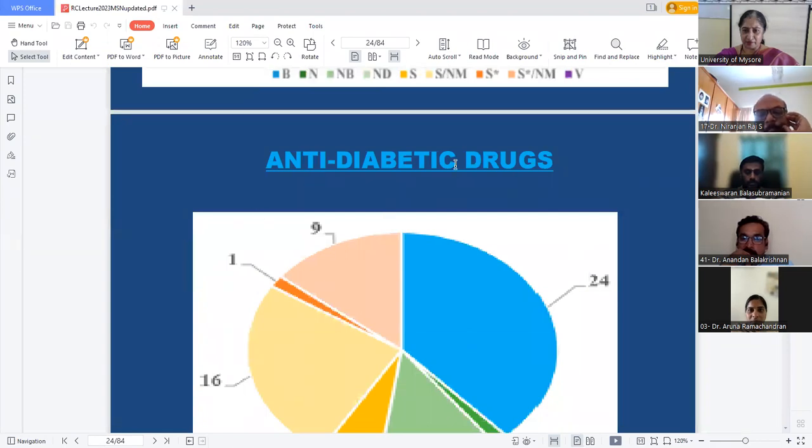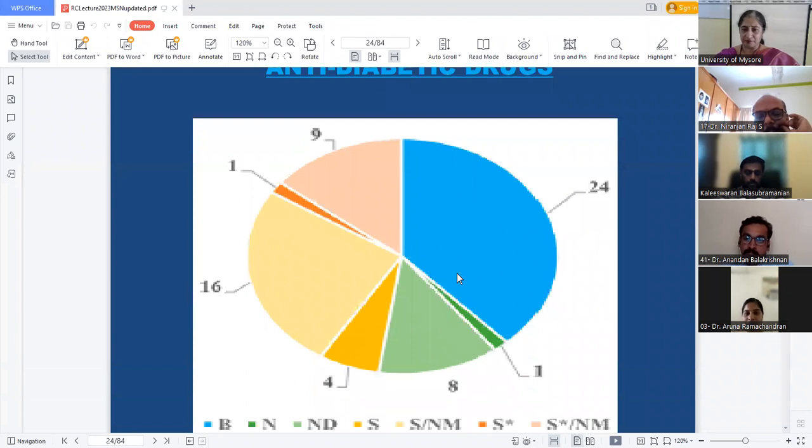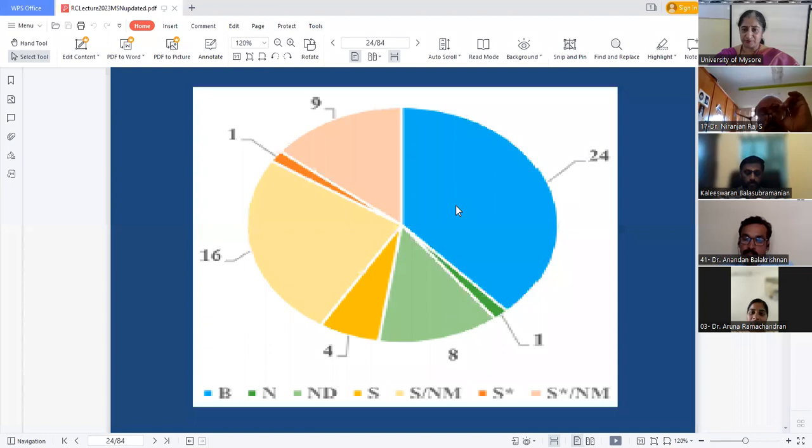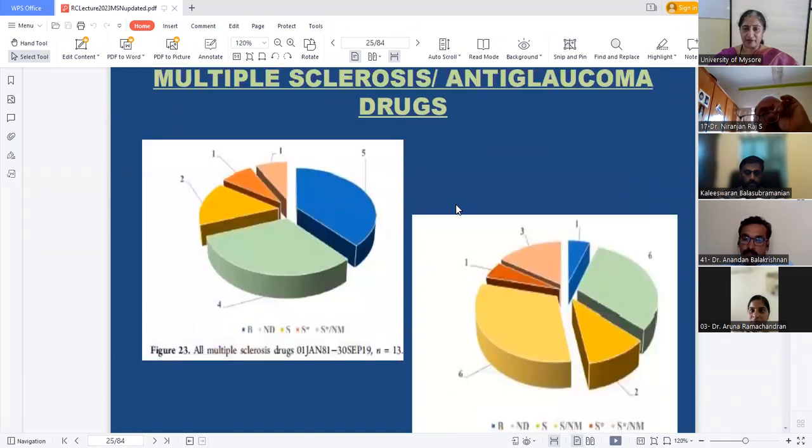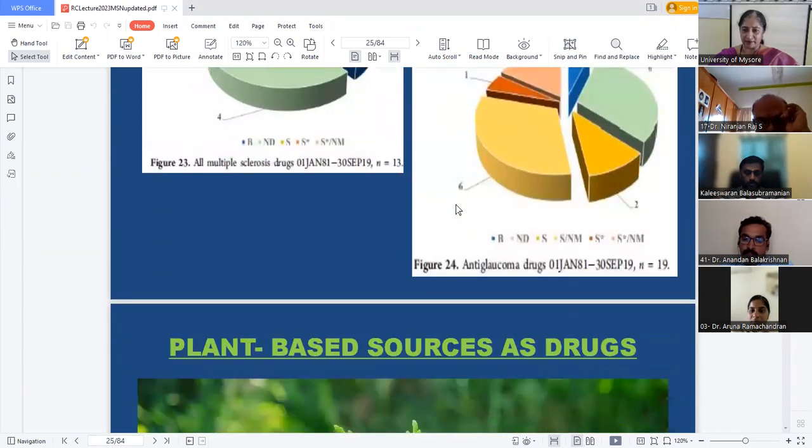Then we have anti-diabetic drugs. We have inhibitors of enzymes, alpha amylase and alpha glucosidase. And in this, biological macromolecules, such as the enzyme inhibitors, play an important role, which is expressed in blue. And then similarly for multiple sclerosis and anti-glaucoma also, there are drugs in the market.